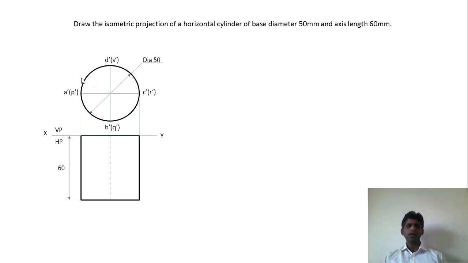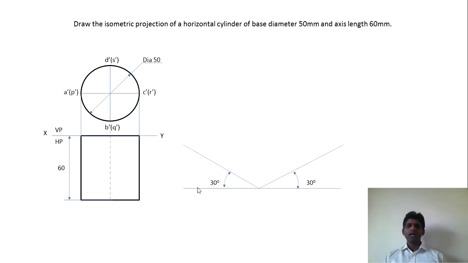This is the front view. The front view is a circle, and the top view is a rectangle as shown here. So you will see that this length is 60 and the diameter is 50. So this length here, it has to be 50 millimeters.